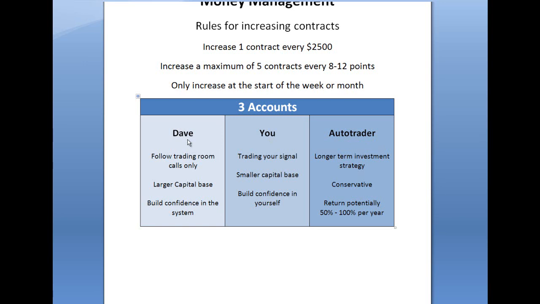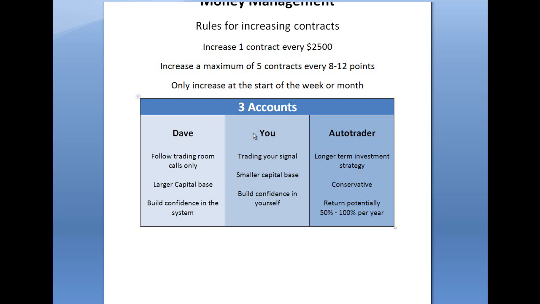So the first account, the Dave account, is going to be following the trading room calls only. As I said, we know over a period of time, over a period of months, and for the whole year, that we'll be profitable at the end of the year. So the plan for this account is to follow the trading room exactly. Okay, you can use a bit of a larger capital base in this account because you're just following exactly what the moderators call. And so this account is to build confidence in the system itself.